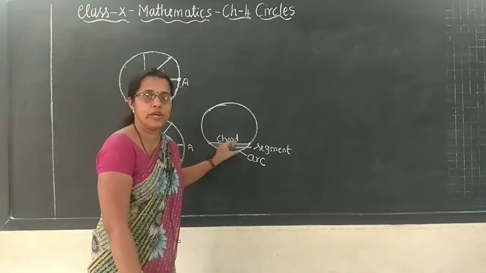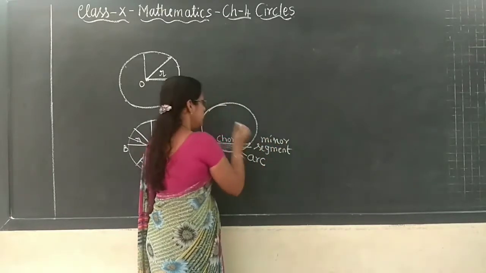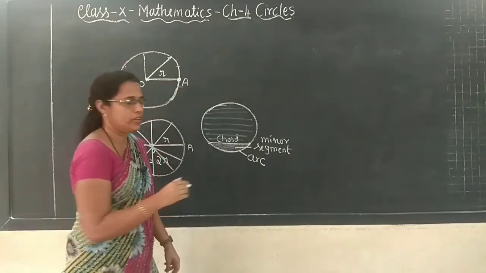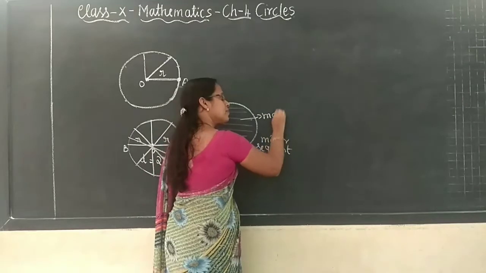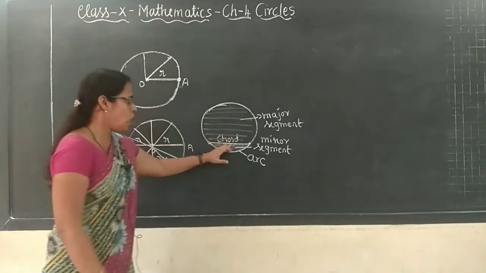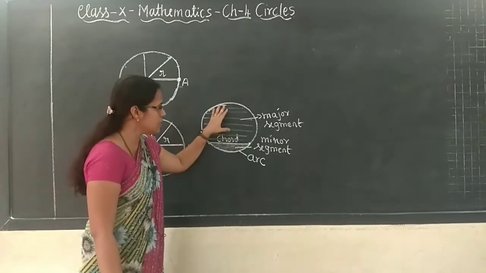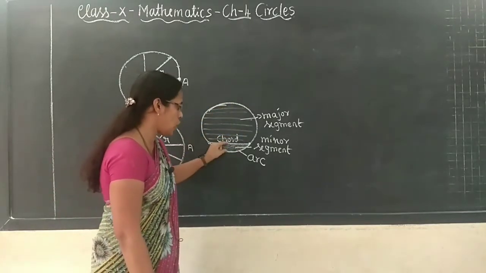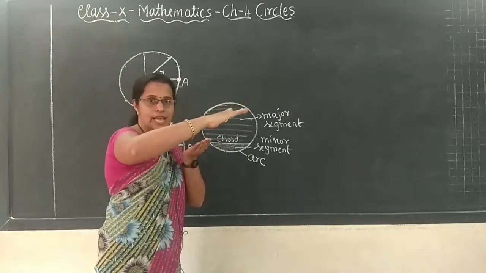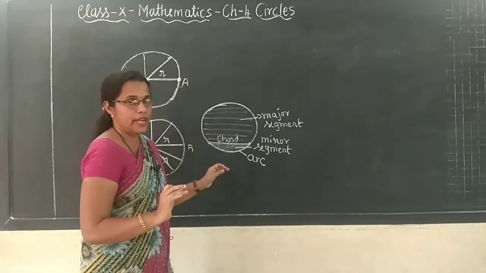It's a small segment, so it is called a minor segment. Then this portion here, children, is called a major segment. So the chord and the bigger arc joined together, this part is called the major segment, and this part is called the minor segment. If I cut an apple from one side, the white portion and the pink portion of that apple, how it looks, that is the chord.